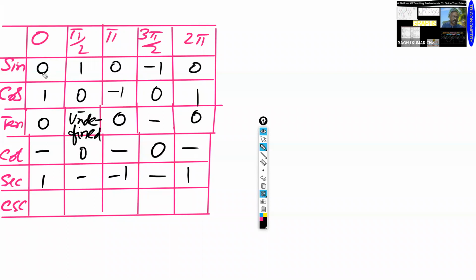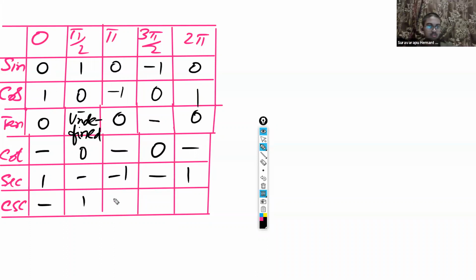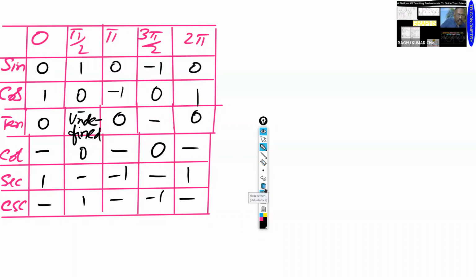Cosecant, please, now. Reciprocal of sine. Not defined. 1. Not defined. Minus 1. Not defined. That's it. So we have taken all the trigonometric ratios now.